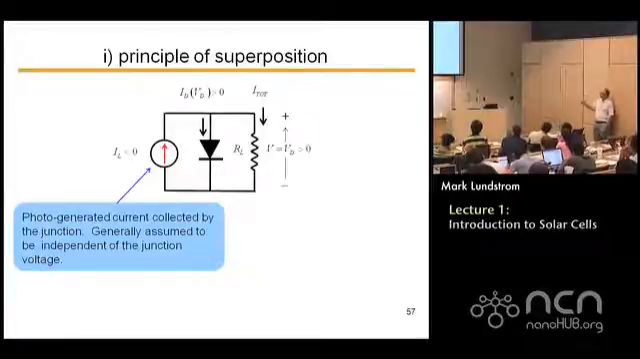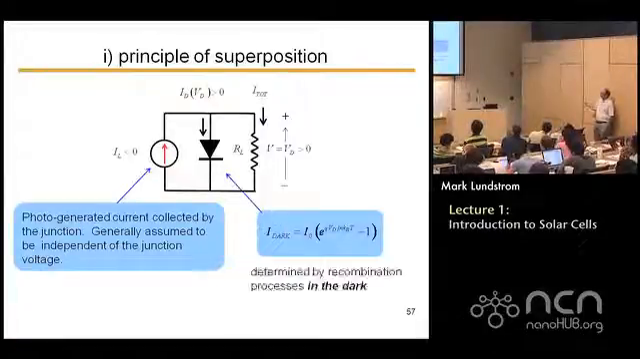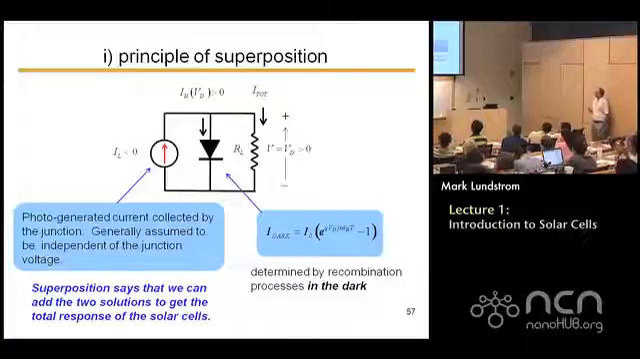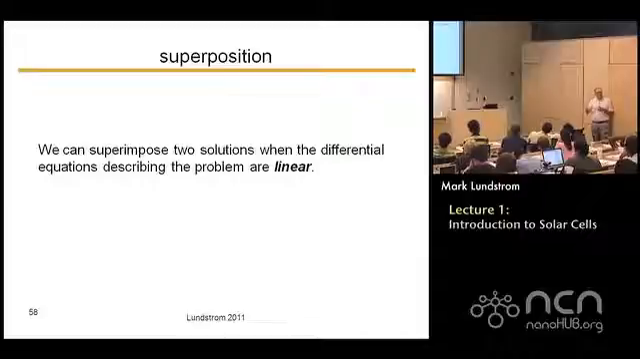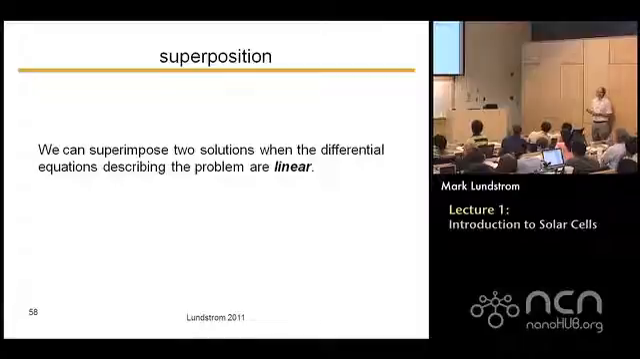And we just take this light current, we take the dark current, we add the two, and we say superposition says that this will give us the response when it's illuminated. Okay. Now, how can you justify this? If you have a system that's described by a differential equation, if the differential equation is linear, you can add solutions. Okay. Let's look at the differential equation that describe a semiconductor device or a solar cell.